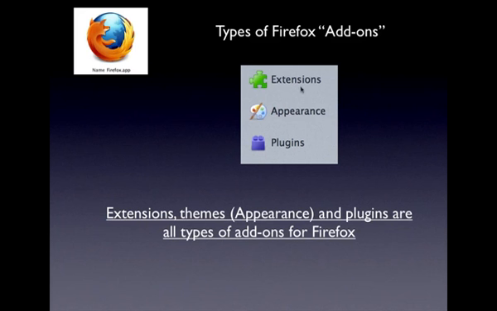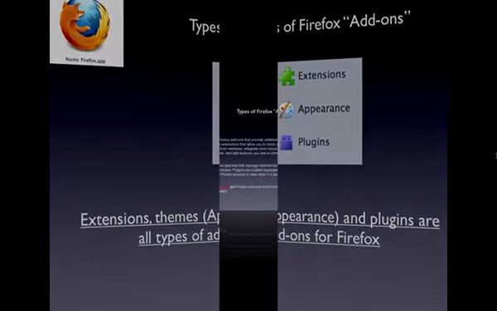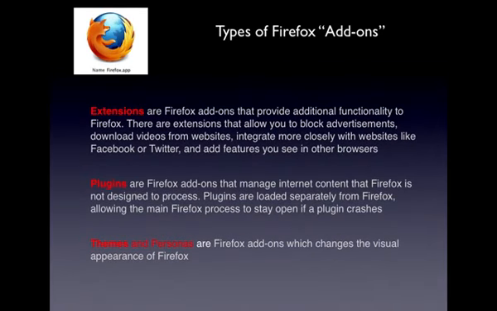And all these browsers have something called appearance or themes or personas. They have different names. In Firefox, they're called appearance, and we'll take a look at that in a minute. So here are the definitions. An extension in Firefox gives you additional functionality.